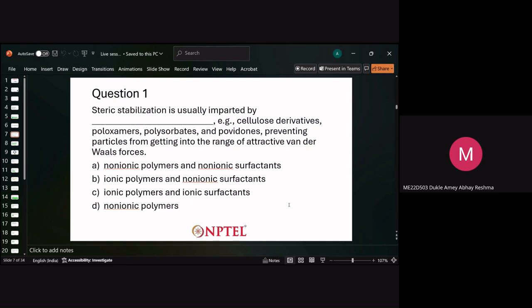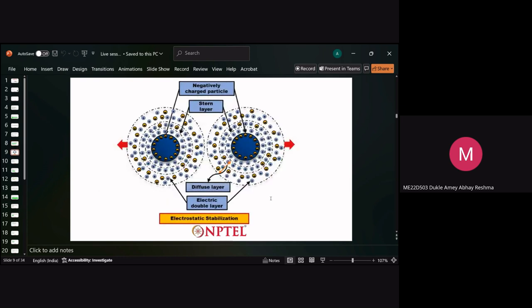So what do you think will be the answer? The answer is non-ionic polymers and non-ionic surfactants. Obviously, if you have anything ionic, there will be some kind of charge distribution because of that ionic surfactant as well. So that will again create a mess. That is why we always prefer non-ionic polymers and non-ionic surfactants.